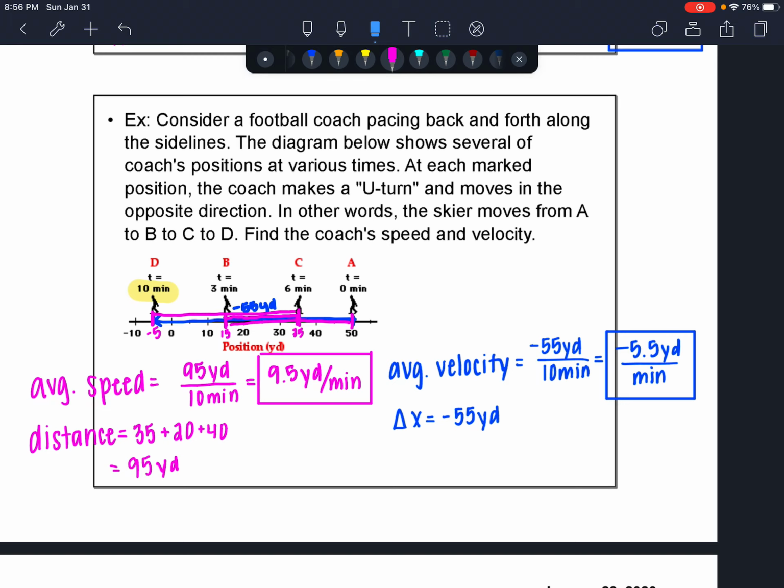So I can see that my magnitudes are very different for these two, for the coach. My average speed is the larger magnitude, but my average velocity has a direction associated with it. So it might be more valuable in this instance to use average velocity, since I can glean from the fact that it's a negative average velocity that my coach must have moved in the negative direction. However, if for the problem that I'm trying to solve, magnitude is more valuable, then I would use my average speed calculation.